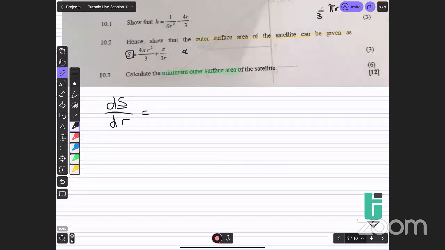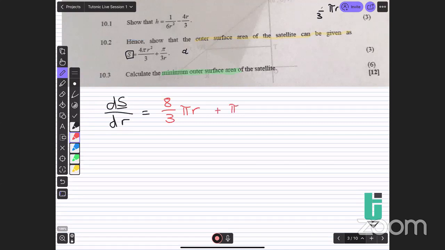So what are you going to do, Rivka? It will be 4 over 3 times 2, which will be 8 over 3 pi r, and then we'll bring the 3r to the power negative 1.